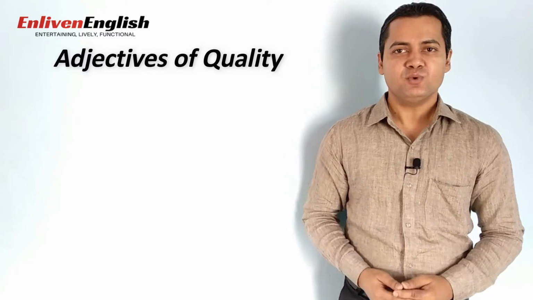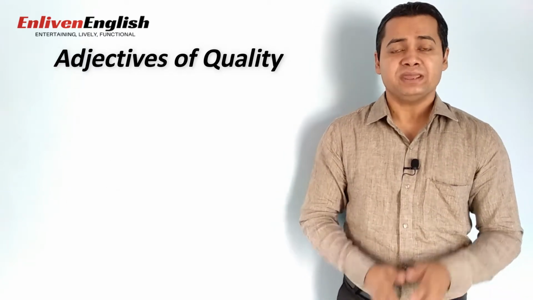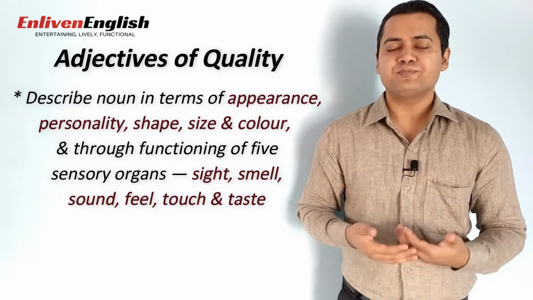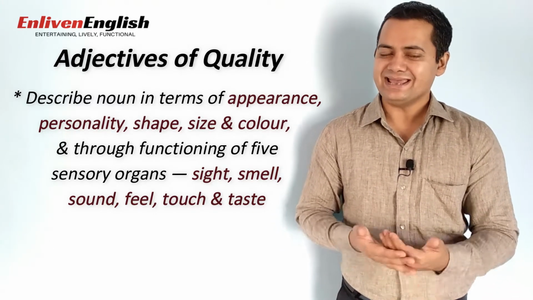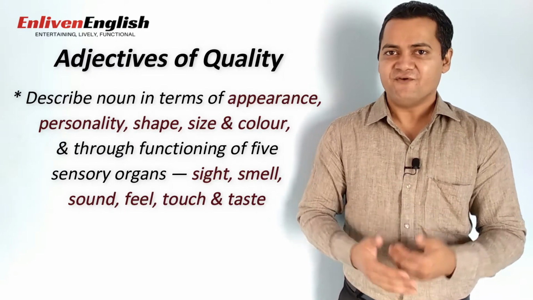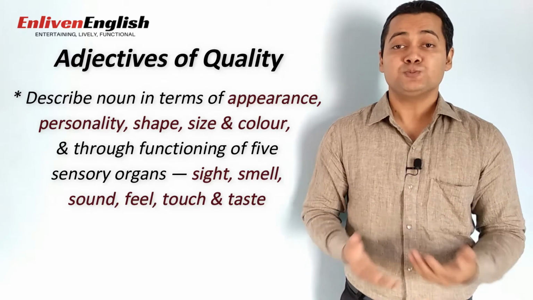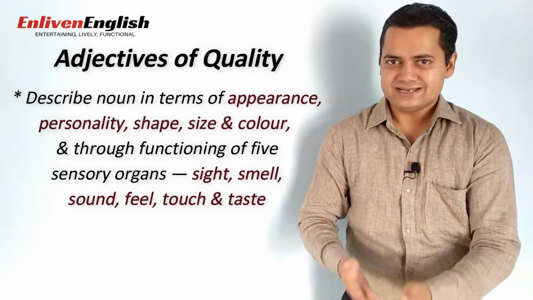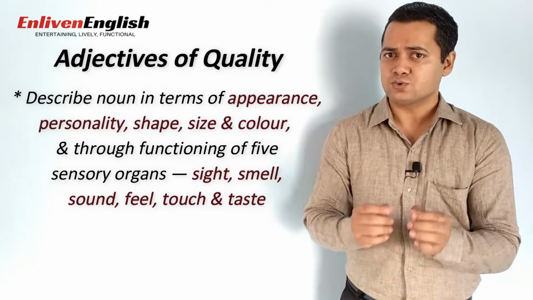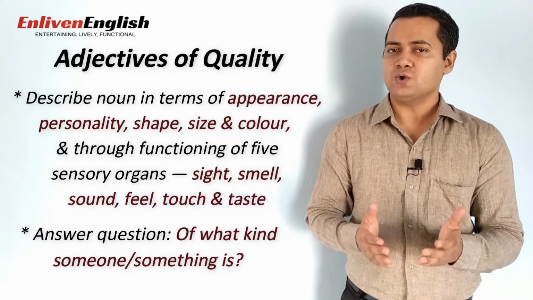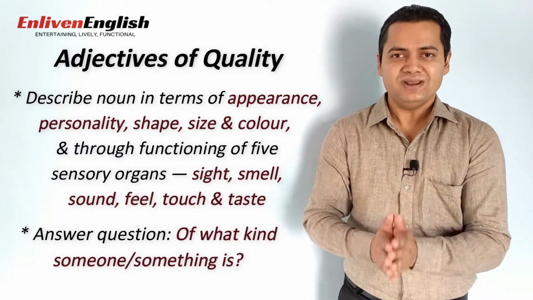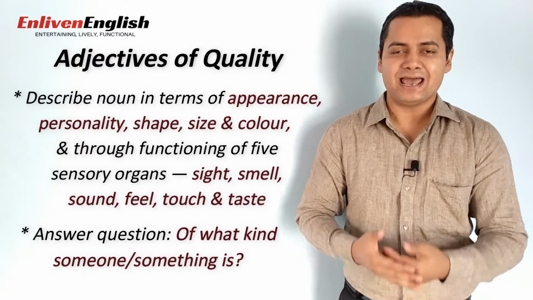Let's begin this study with adjectives of quality. Adjectives of quality describe a noun in terms of appearance, personality, shape, size and color, and through the functioning of our 5 sensory organs that involve sight, sound, smell, feel, touch and taste. Remember, adjectives of quality help us answer the question of what kind someone or something is or what is someone or something like. This we will understand with the help of some examples.